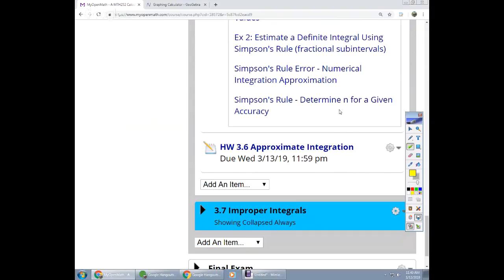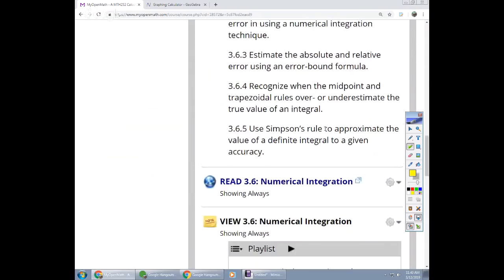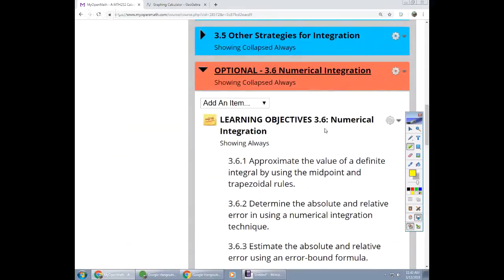Is any of that used in Calc 3? No, none of this is in Calc 3. So we'll do numerical integration next. No, I lied. We'll do improper integrals next, tomorrow. Numerical integration is now optional, which means if you do it, it'll count as extra credit.